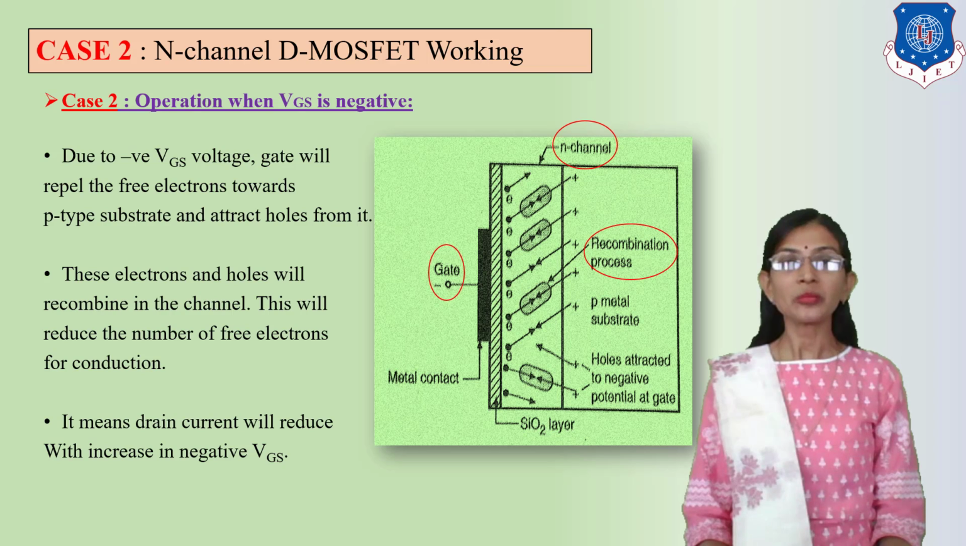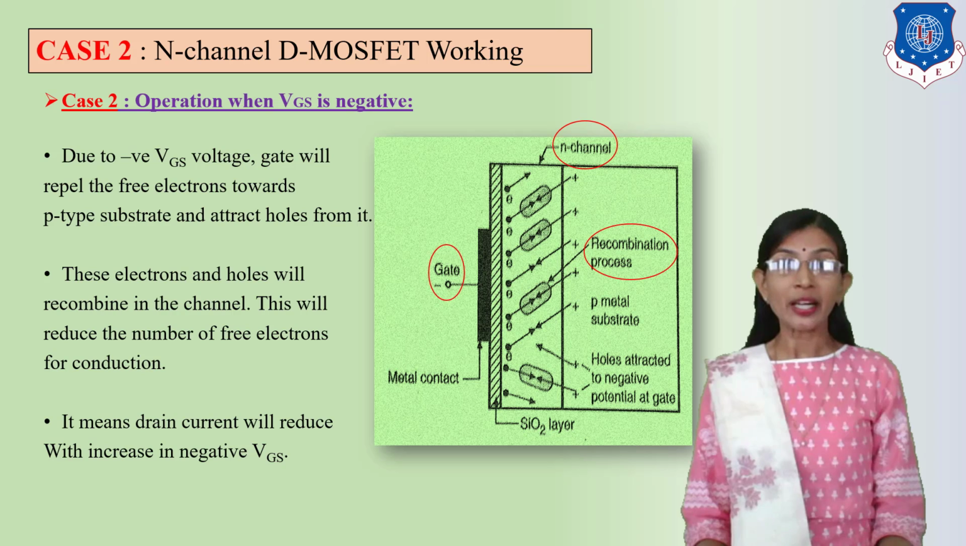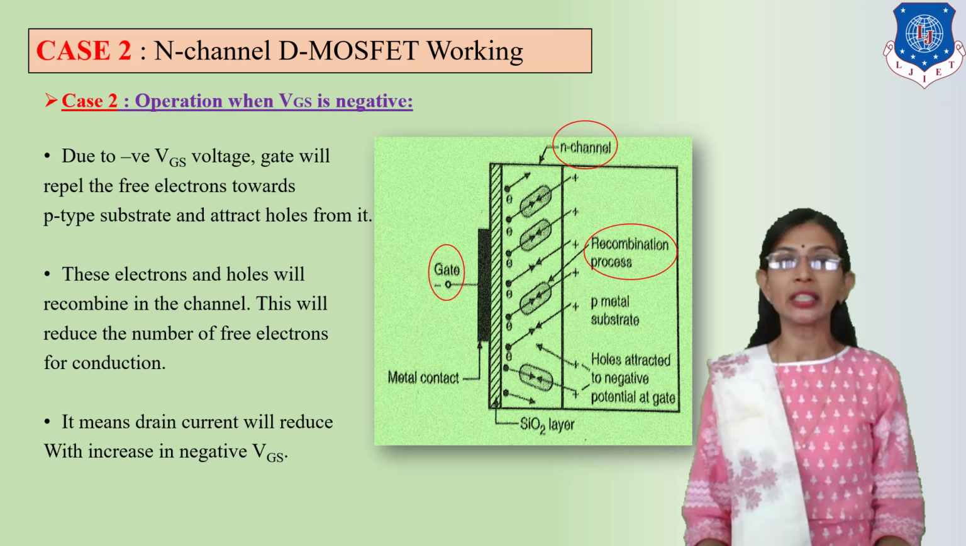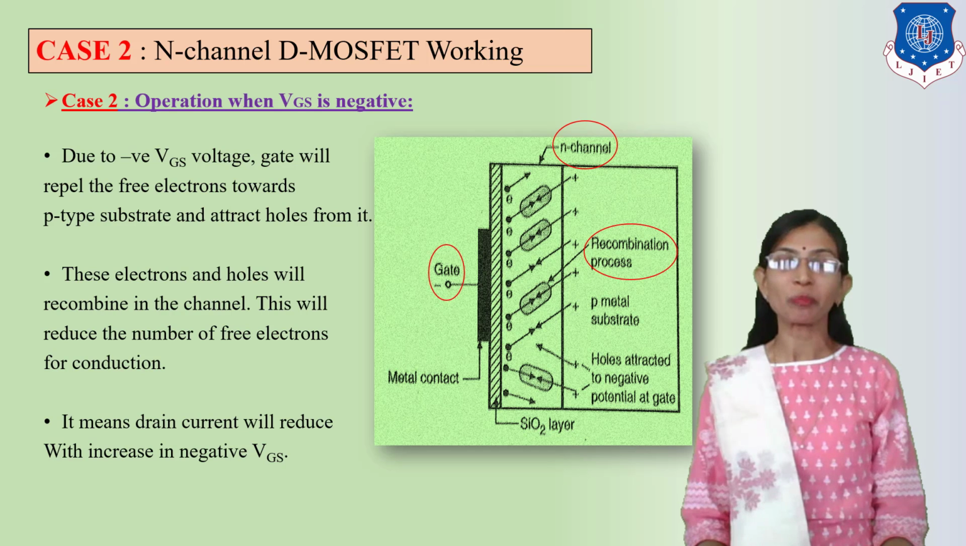So according to case 2, we will have electron-hole recombination, and pairs will be generated in the N channel. With more and more recombination, the number of free electrons will be reduced, so free electrons are not available in the channel, and that's why the drain current ID will decrease. When I increase this negative gate voltage more and more, more recombination of electron-hole pairs will be created, ID will decrease, and finally at some particular negative VGS we will get ID equal to 0.